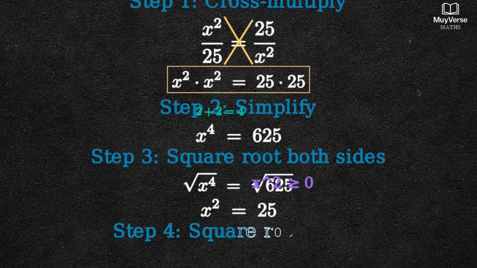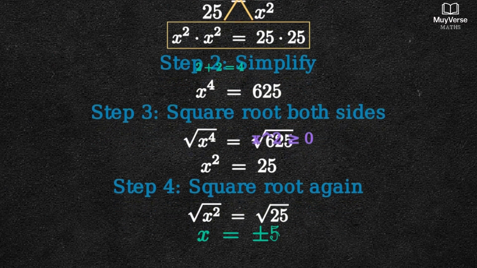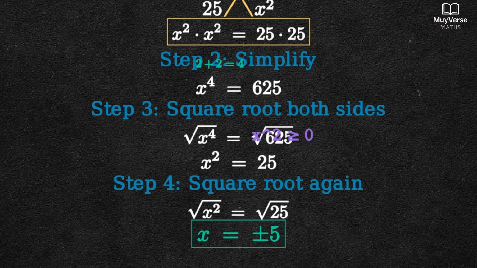Step 4. Take square roots again to solve for x. The square root of x squared equals the square root of 25. So x equals plus or minus 5.